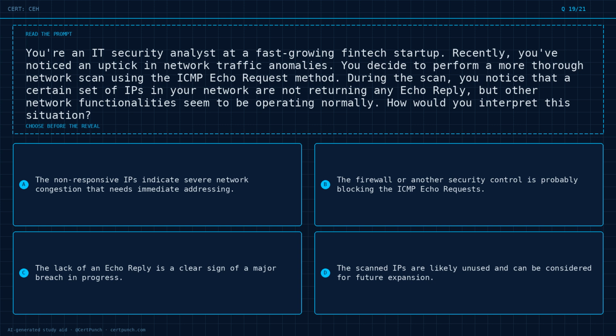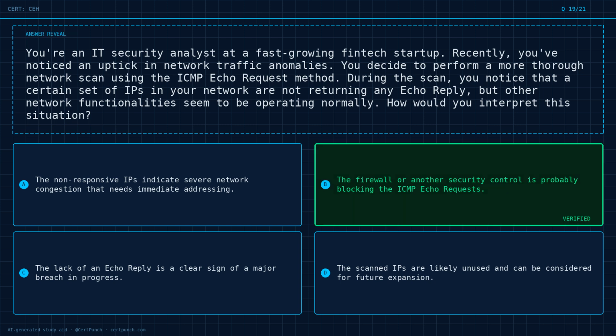Option A. The non-responsive IPs indicate severe network congestion that needs immediate addressing. Option B. The firewall or another security control is probably blocking the ICMP echo requests. Option C. The lack of an echo reply is a clear sign of a major breach in progress. Option D. The scanned IPs are likely unused and can be considered for future expansion. Choose the best answer before the reveal. Commit to it now.